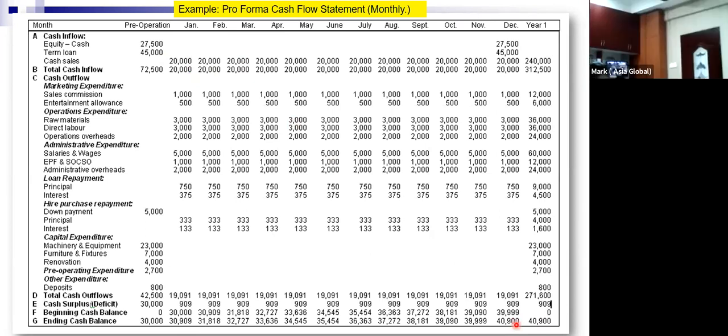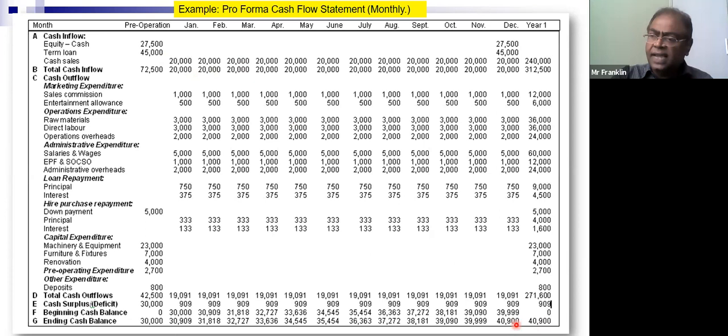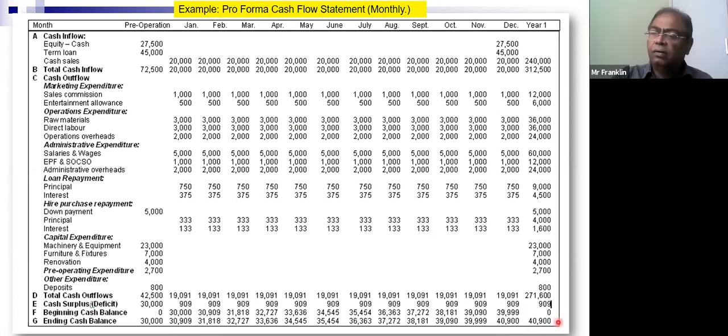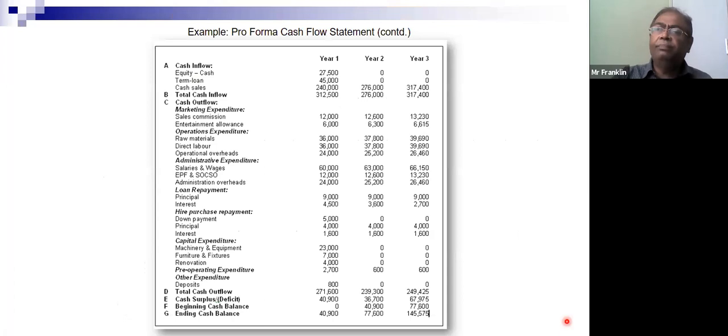Now, how much cash does he have at the end of the year? 40,000. Yes, 40,000. Okay. So now you do the same thing for year 1, year 2. You see, year 1, 40,000. Then year 2, 76,000. So his cash is becoming more and more. Over the years, when the business is going on, the cash in the bank becomes more.